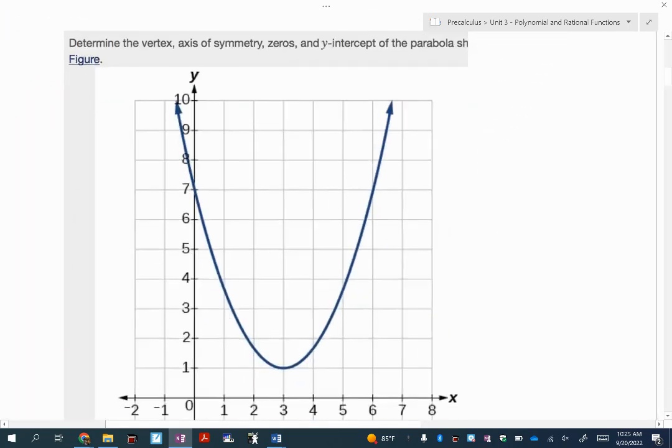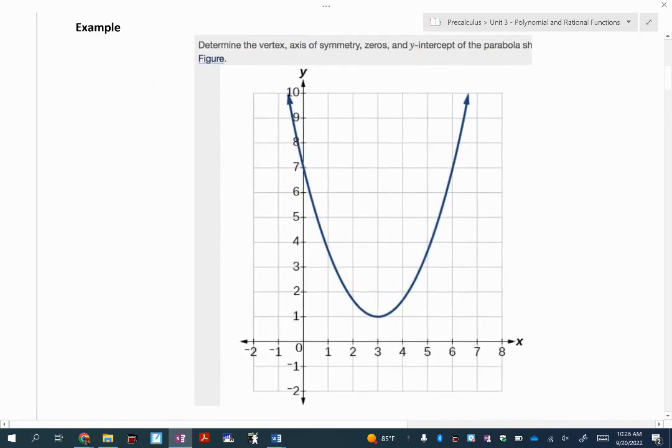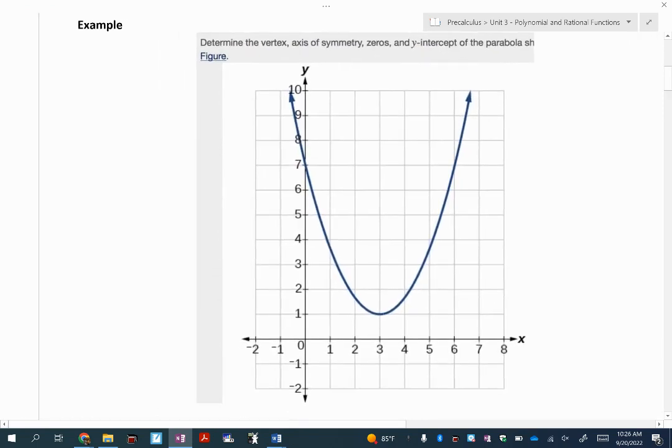All right, so let's go ahead and determine the vertex, the axis of symmetry, the zeros if there are any, and the y-intercept for this parabola. So start with the vertex. Vertex is down here, again, because it opens up. This is what we call an absolute minimum for the vertex. So the vertex is going to be 3, 1.